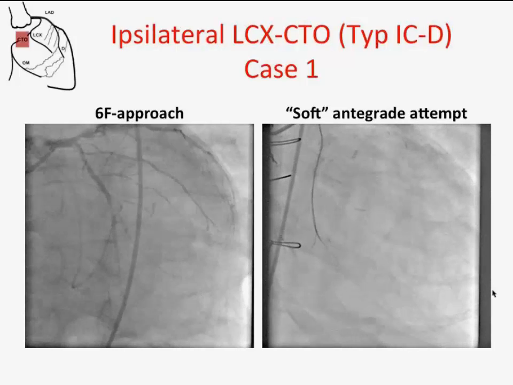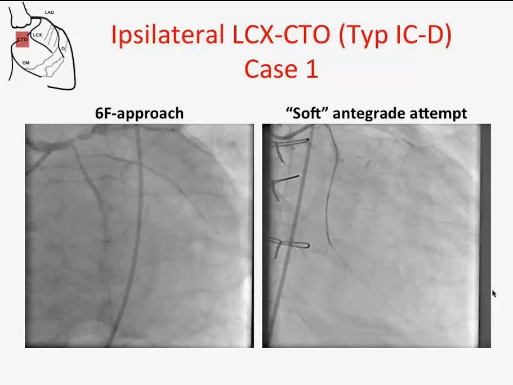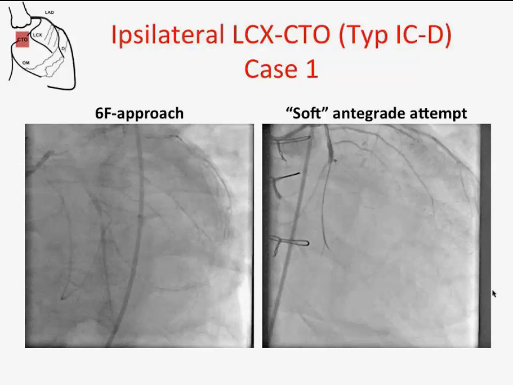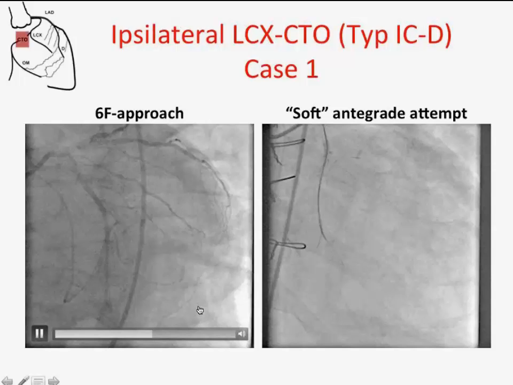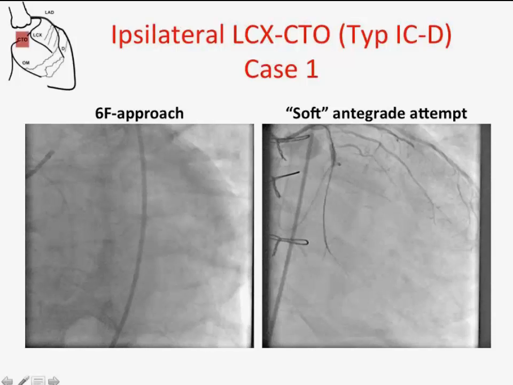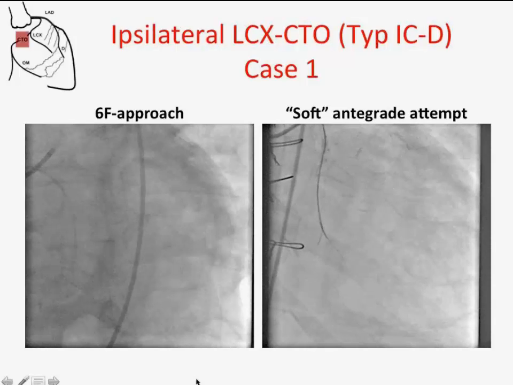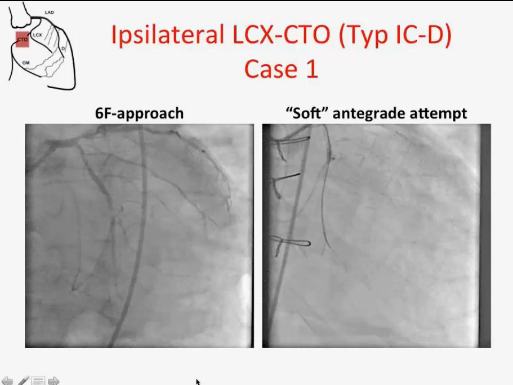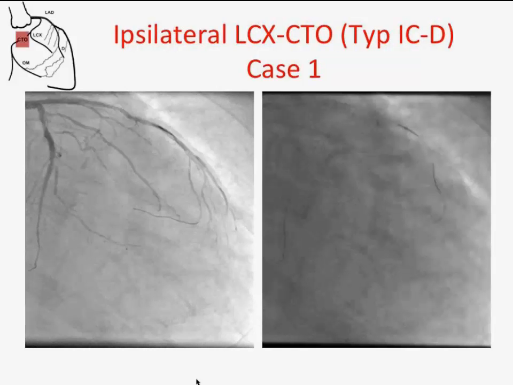The first was a 6 French case where I reopened the distal circ. You finally can't really see it very nicely, but the distal circ was occluded, and the patient had a lot of angina, and the proximal part of the circ wasn't so nice. So I did a soft antegrade attempt. With soft, I mean I only used soft wires. I didn't want to destroy something.